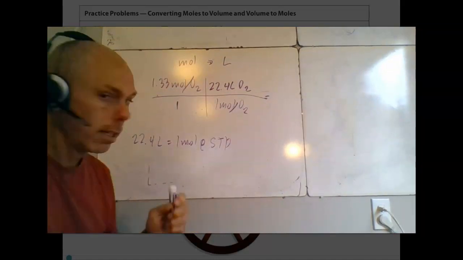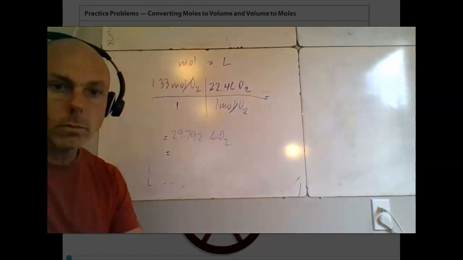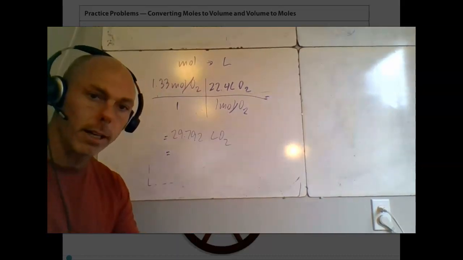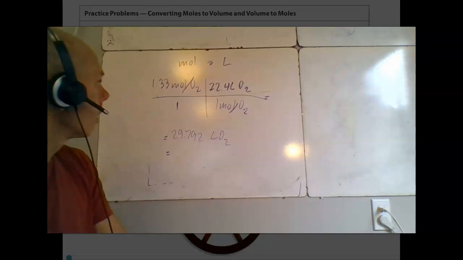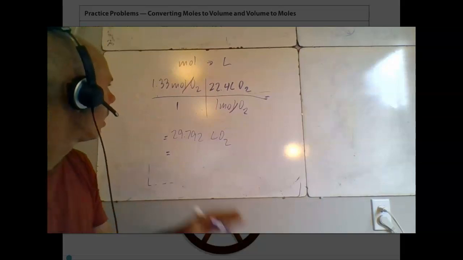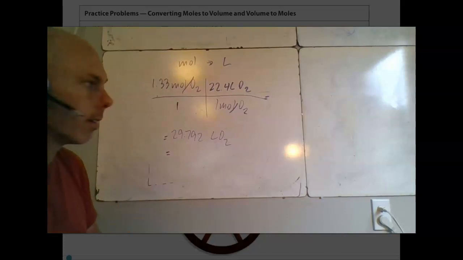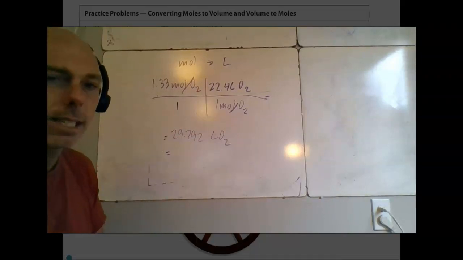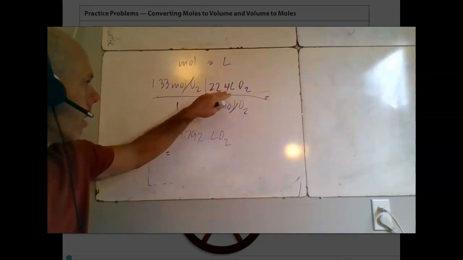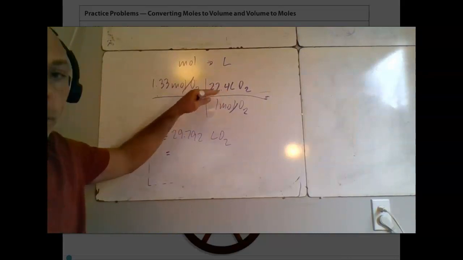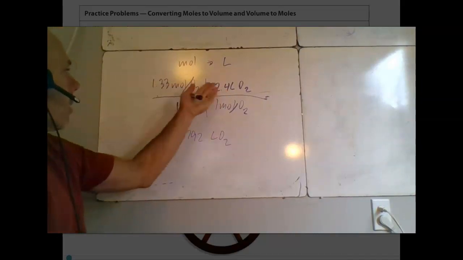And when I go to my calculator, I get 29.792 liters of O2. Need to round it to sig figs again. Both 1.33 and 22.4 have 3 significant figures. 22.4 isn't exact, that 1 is. So there could be times when 22.4 limits sig figs. In this case, both numbers do.